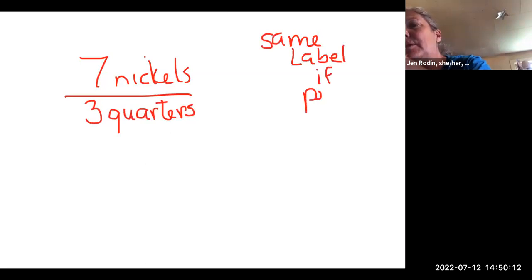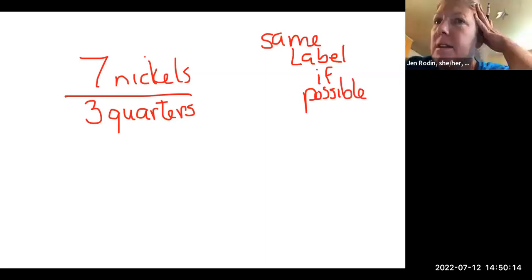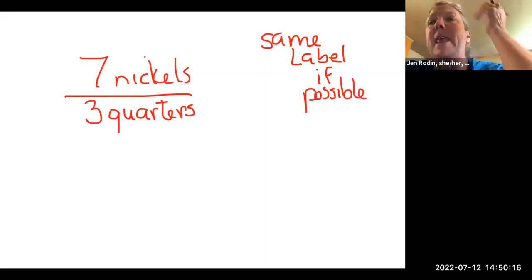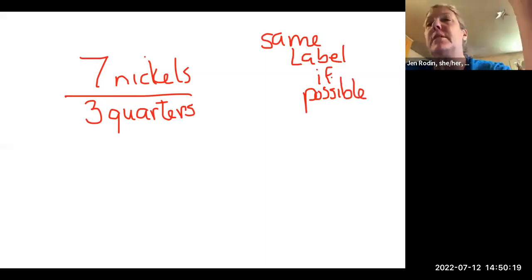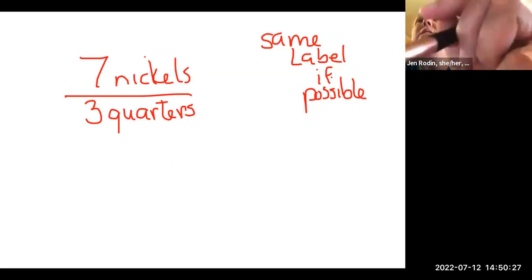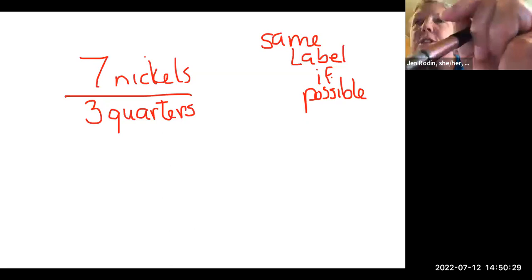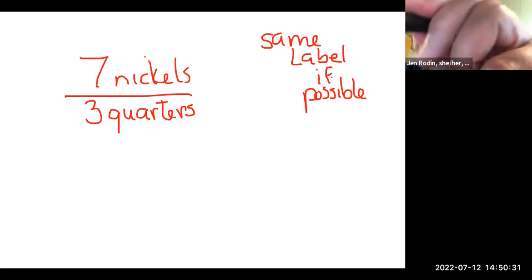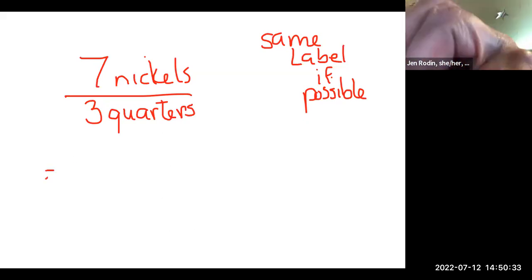Like, it isn't always possible. Miles per gallon is a perfect example. Miles per hour, dollars per hour, those kind of things, they stay that way. So sometimes the labels can't reduce. But I'll show one like that too. But this one, we can change them to cents.